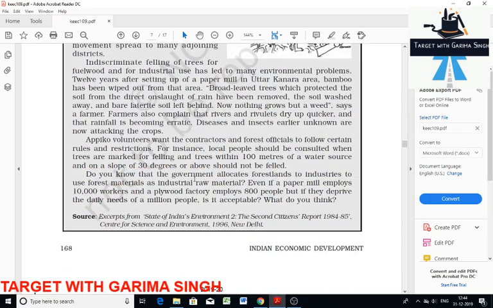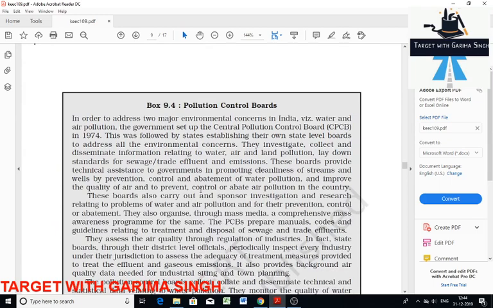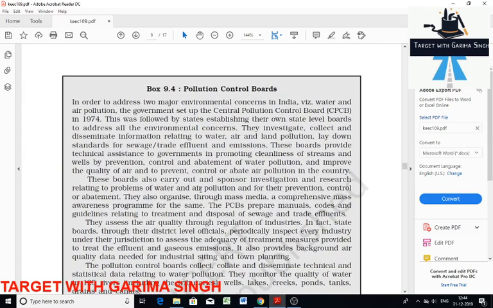Then there is the Pollution Control Board. In order to address two major environmental concerns in India, that is water and air pollution, the government set up the Central Pollution Control Board (CPCB) in 1974. The Board investigates, collects and disseminates information relating to water and air pollution, and lays down standards for sewage, trade effluent and emission. What are the functions of CPCB?